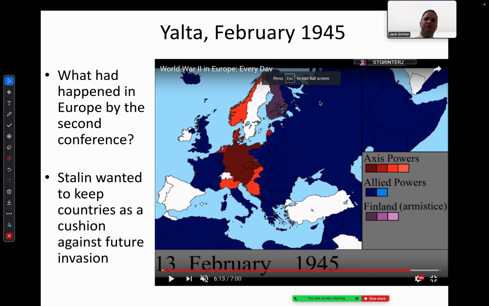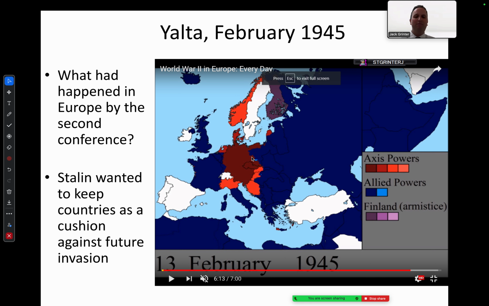Right, the second conference. Have a quick look at the screen. You could pause it. What's happened by this conference? You can even look back at the first one. What we see is the second front has happened, isn't it? The agreement at Tehran becomes D-Day in 1944. USA, Britain, Canada, they are advancing in from the west. The Soviet Union have come even further in from the east.